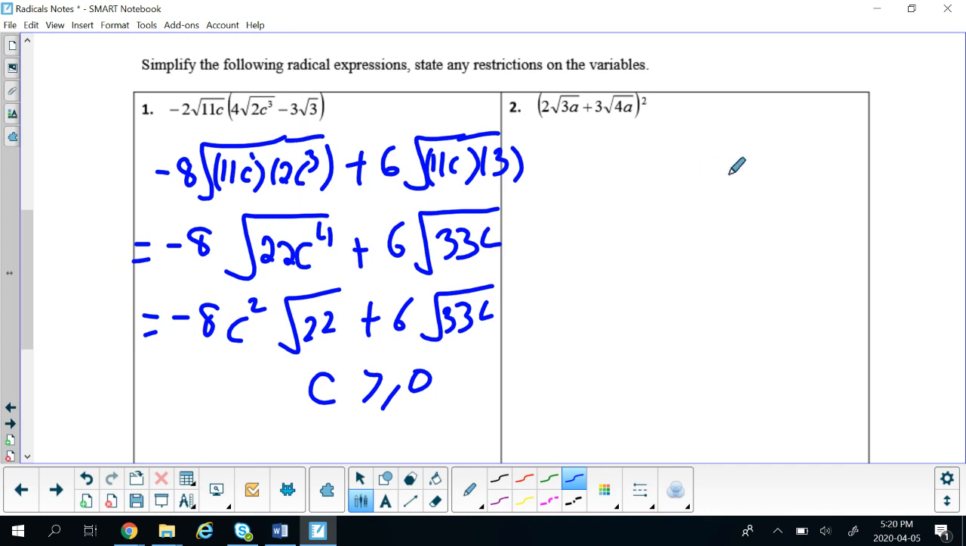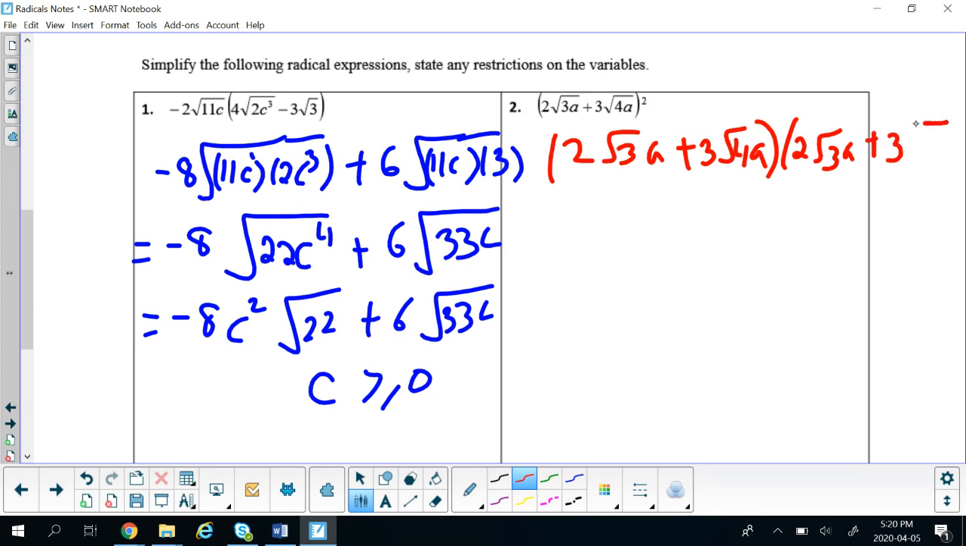Okay, question number 2. So we have 2 square root of 3a plus 3 square root of 4a, whole squared. So we can write this twice and then FOIL it. Okay, now you can FOIL this.